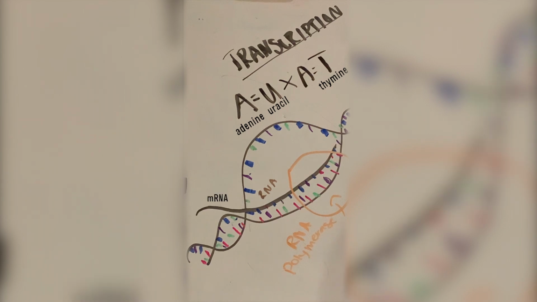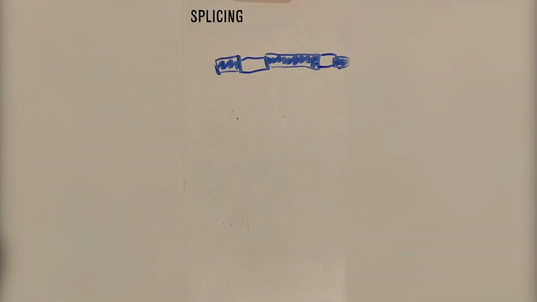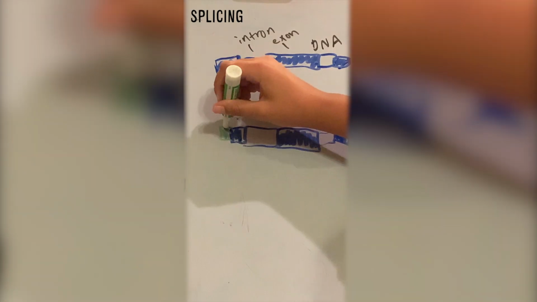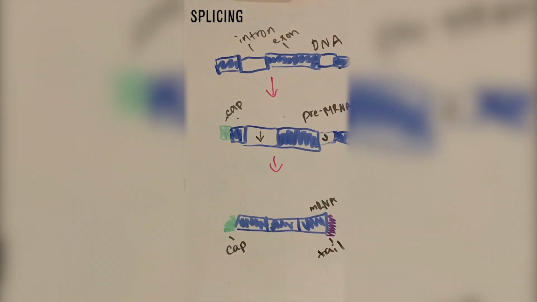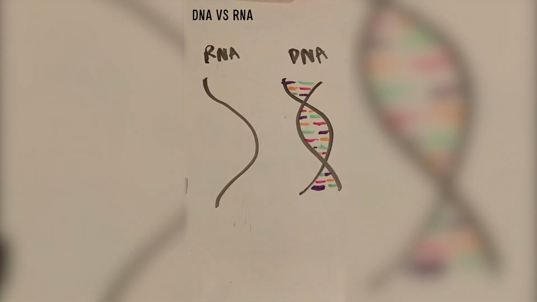When the RNA polymerase reaches the termination sequence, the mRNA is nearly complete. However, before the mRNA can be used to create proteins, it first has to be spliced. The pre-mRNA has its introns removed, and the remaining exons are spliced together to form mature mRNA that can now exit the nucleus.